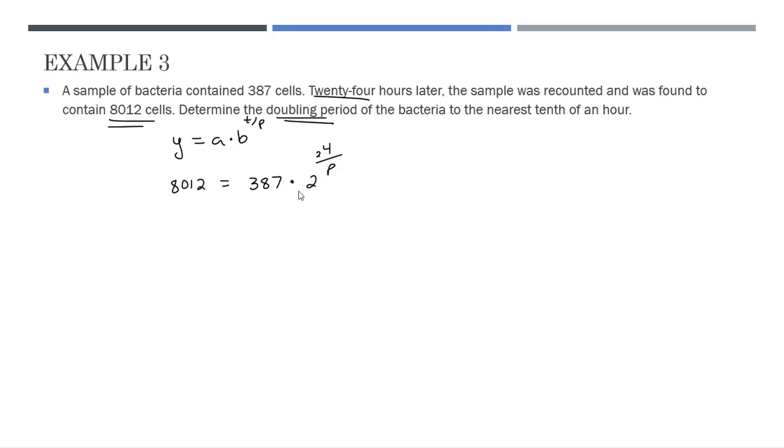So I'm going to divide both sides by 387, and I get 20.70 equals 2 to the power of 24 over P. Again, logarithm would be really helpful here. So we're going to just graph this, and we're going to get P equals 5.5 hours. Which means that our doubling period of the bacteria is 5.5 hours.